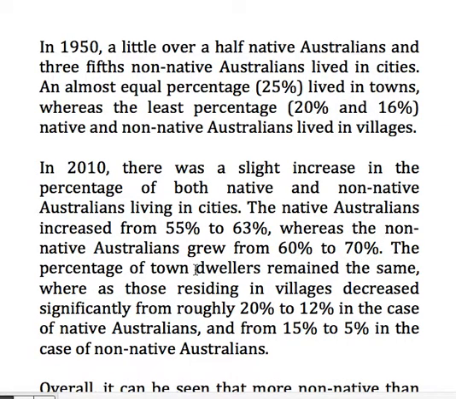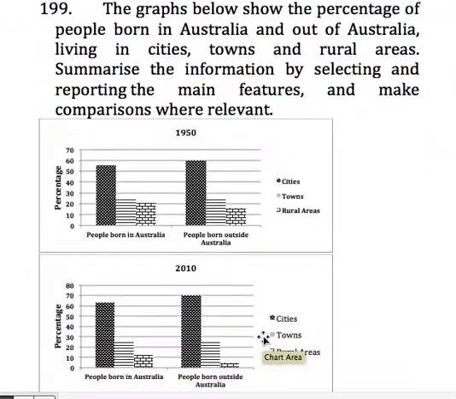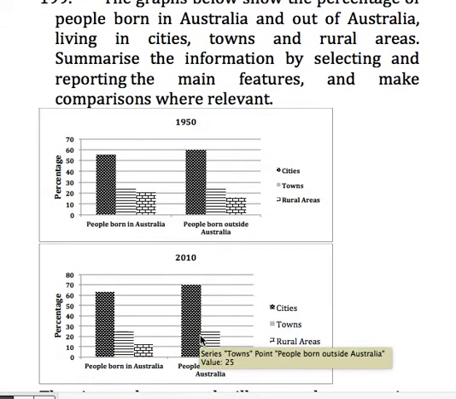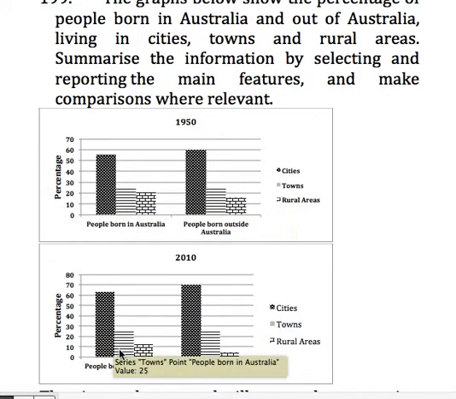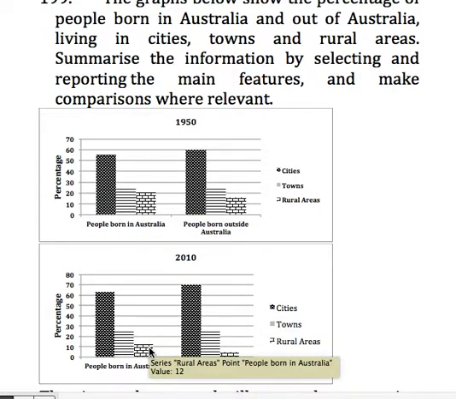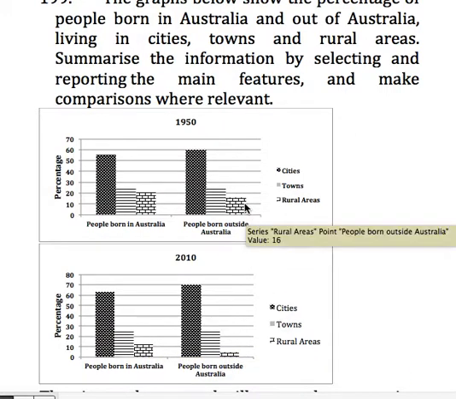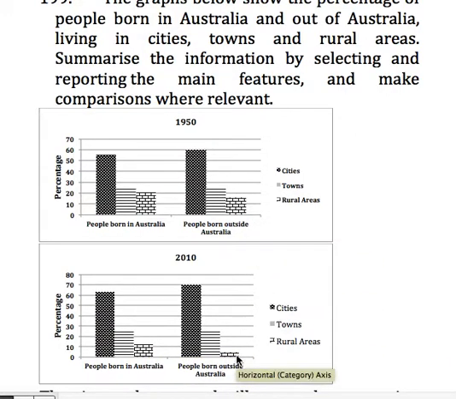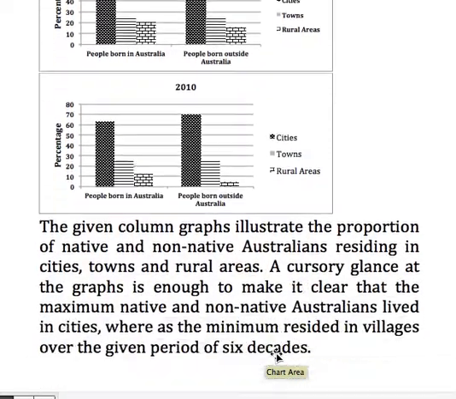The percentage of town dwellers remained the same, whereas those residing in villages decreased significantly from roughly 20 to 12% in the case of native Australians and from 15 to 5% in the case of non-native Australians. So here you can see percentage of town dwellers, it's 25 here also. So it remained the same. Whereas those residing in villages decreased significantly from 20 to almost 10%, 10-12%, and from 16 to almost 5% in the case of non-native Australians.